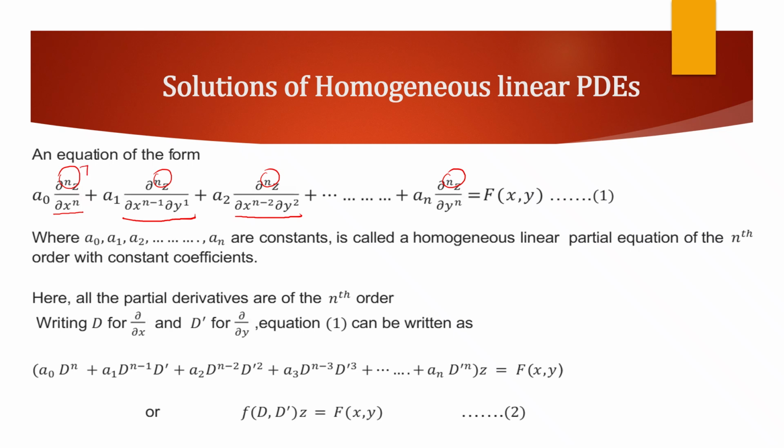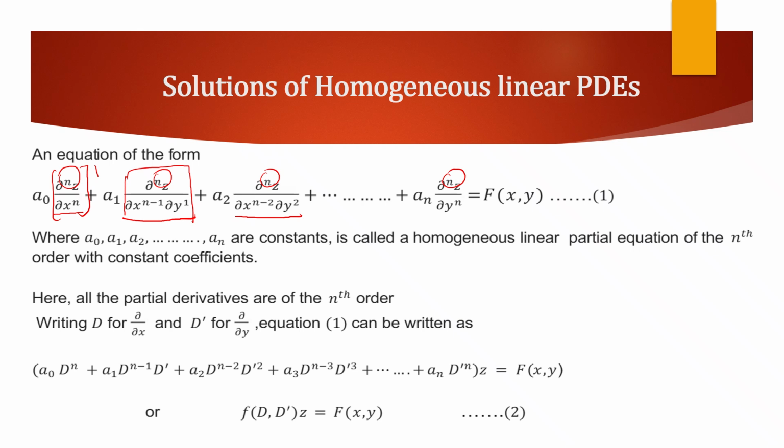And here the degree of the derivatives is 1, that is, the power of the derivatives is 1. So it is linear. That's why it is called a linear homogeneous partial differential equation of order n. In all terms we have nth order derivatives, which is why it is called a homogeneous partial differential equation of order n. And it is also linear since the power of the derivatives is 1.